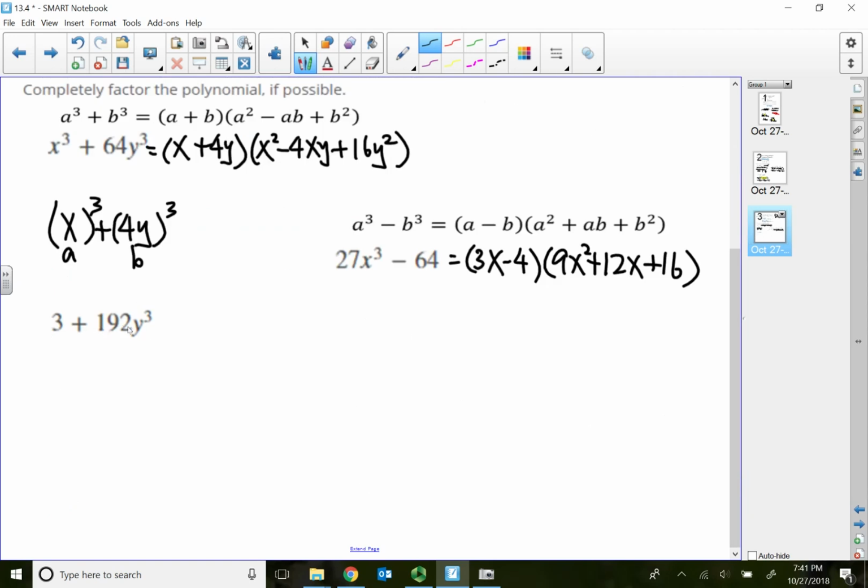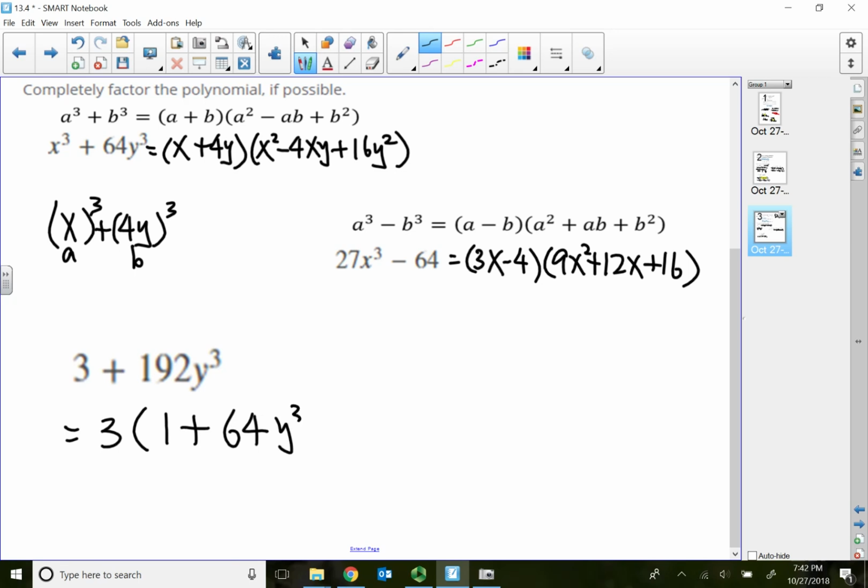I believe this one looks like a sum of cubes, but not quite, because I do have a greatest common factor of 3 that I can factor out. If I factor out 3, be very careful here. 3 going into 3 is one term. If the problem has two terms, that means in the parenthesis I'm also going to have two terms. I cannot just ignore this 1 here. 3 going into 3 is 1, plus 3 going into 192 is 64, times y to the third.